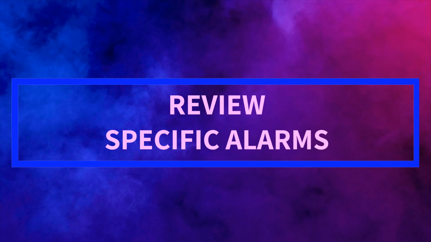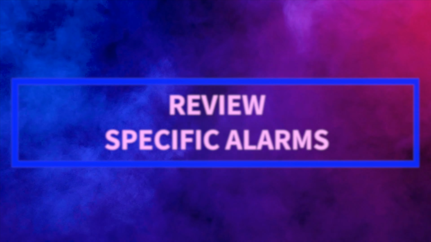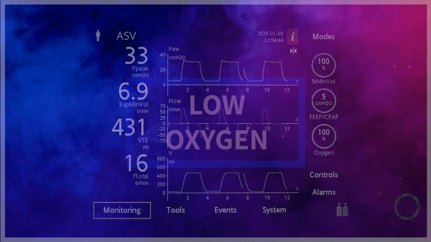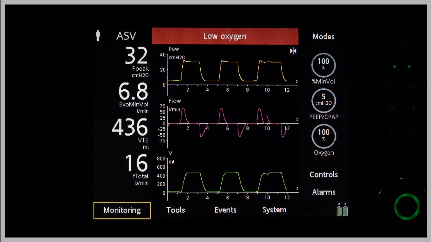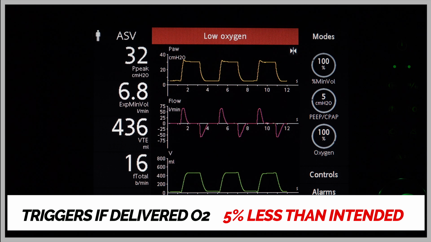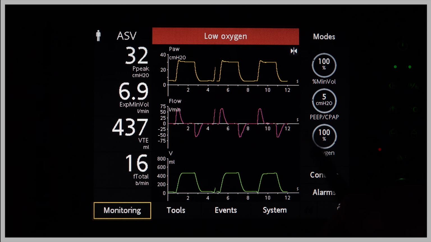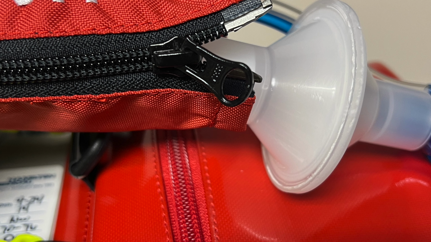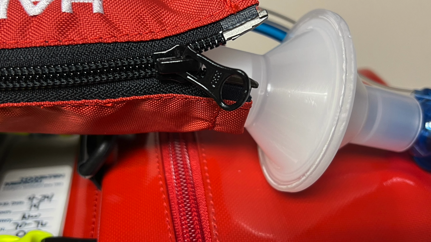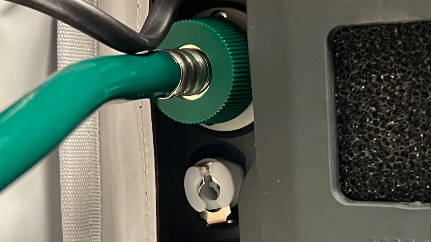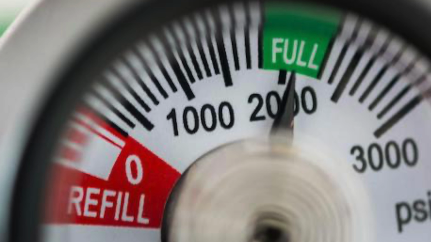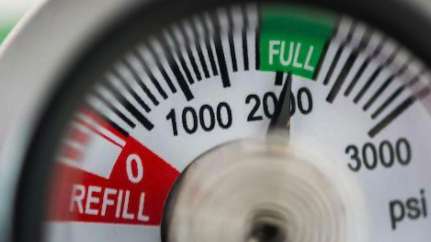Let's take a minute to review some specific alarms. Low oxygen alarm. This high priority alarm triggers when the delivered oxygen concentration is 5% below the intended amount, typically due to equipment issues. To prevent this, thoroughly check all equipment before connecting the patient. Ensure tight connections on the ventilator circuit, green hose, and oxygen regulator, and confirm that the oxygen cylinder is full with the valve fully open.